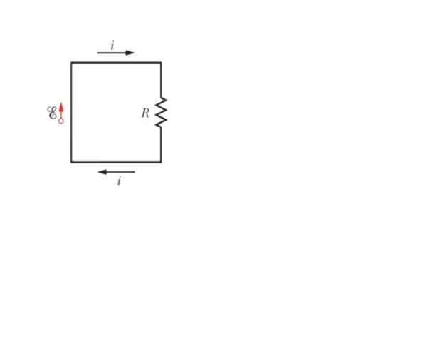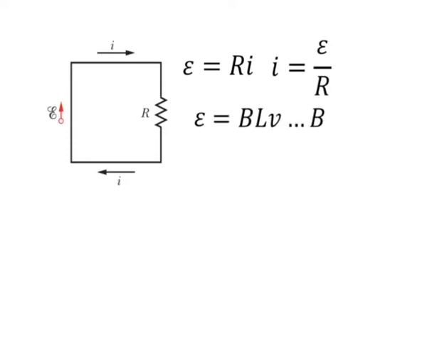Induced current. To find the magnitude of the induced current, we cannot apply the loop rule for potential differences in a circuit because we cannot define a potential difference for an induced EMF. However, we can apply the equation epsilon is equal to Ri, or i is equal to epsilon upon R. With equation B, this becomes i is equal to BLv divided by R.